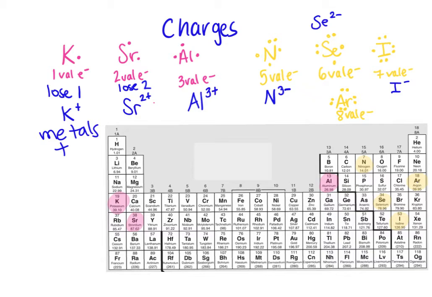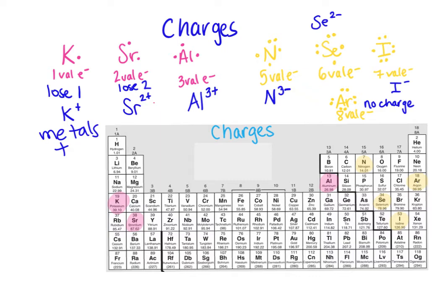Notice that argon already has 8 valence electrons, so it will not have a charge. Okay, there's no reason for argon to gain or lose electrons. It's already very stable with 8. Okay, so let's put the charges on our periodic table.